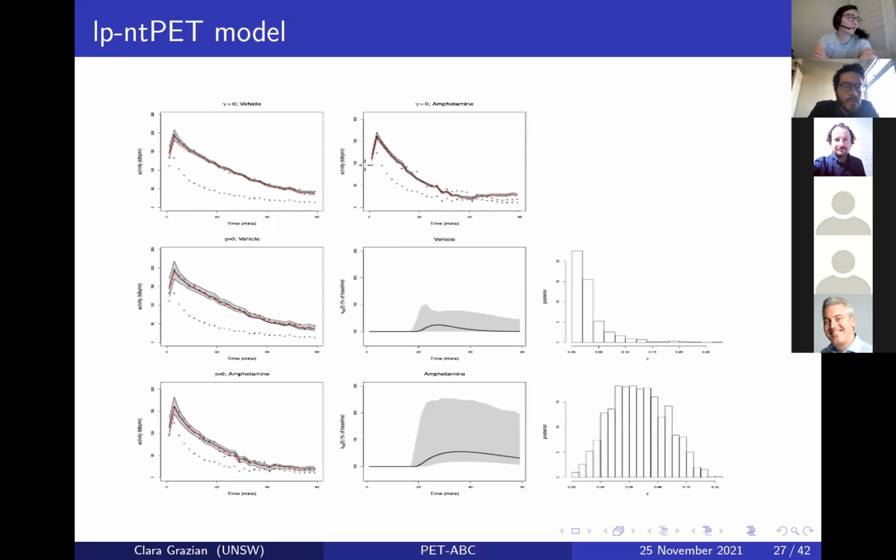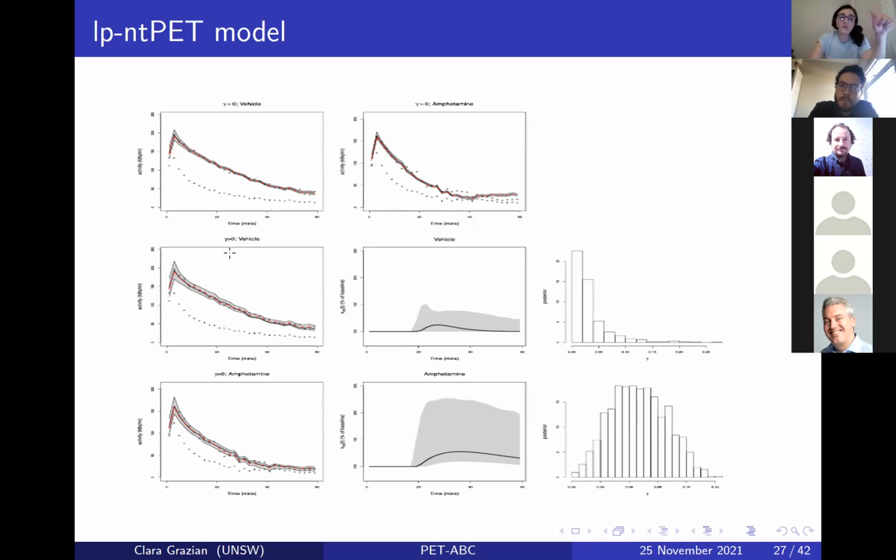So what we observe is that we have the two data sets, vehicle and amphetamine, with the corresponding 95% credible intervals represented by the shaded regions. What happens is that in some voxels, in some data sets, we can actually see that gamma is equal to 0 in both cases.